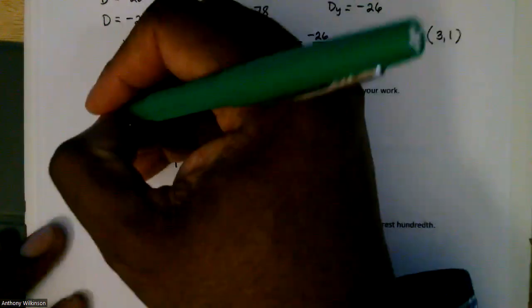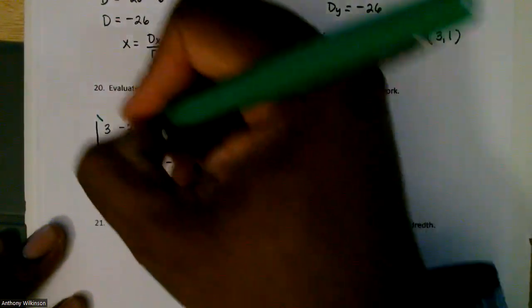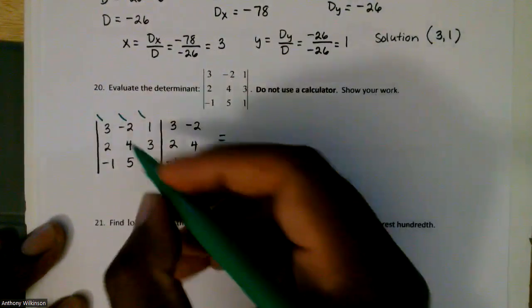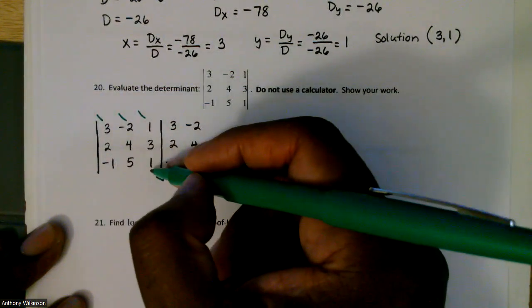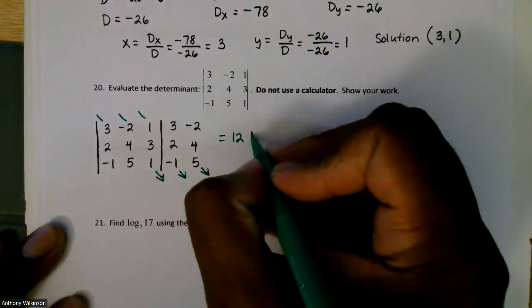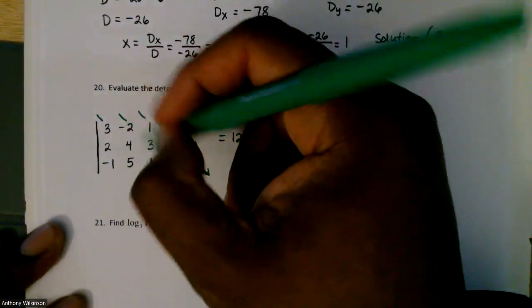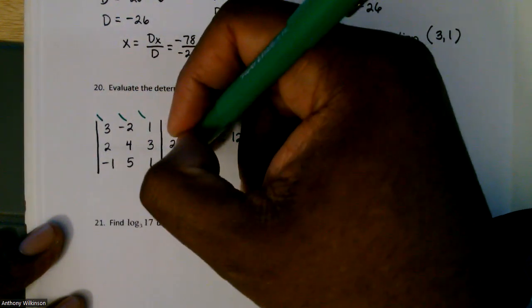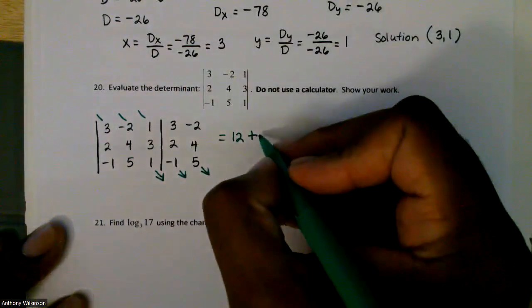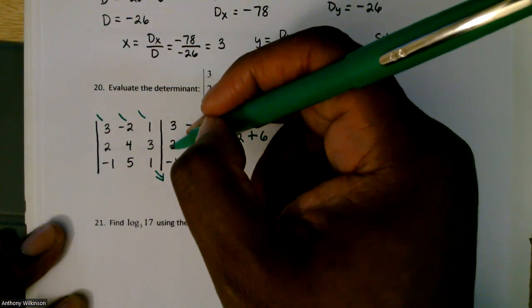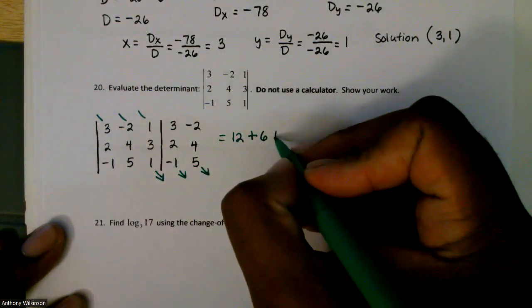I'm going to take the sum of the products of these diagonals going in this direction from the upper left to lower right. So in this case here, if I do 3 times 4 times 1, 3 times 4 is 12 times 1, which is 12, and then plus the product of this diagonal going in that direction. -2 times 3 will be -6. -6 times -1 will be 6. And then for the 1, 2, and the 5, 1 times 2 will be 2 times 5 would be plus 10.